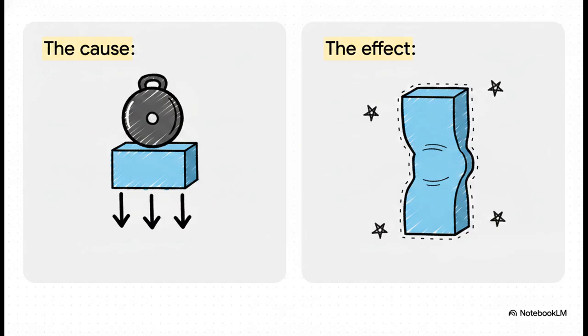But stress isn't just about how hard you pull. It's the force divided by the cross-sectional area it's acting upon. Strain, meanwhile, is just a dimensionless number, measuring the actual physical consequence of that stress. Basically, how much longer, smaller, or twisted the object became compared to its original size.